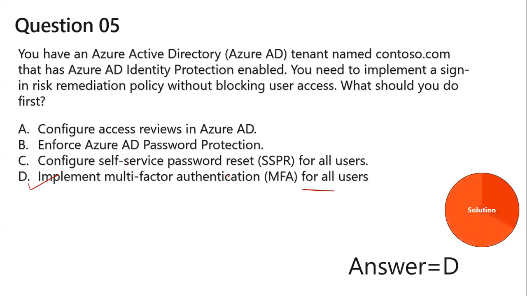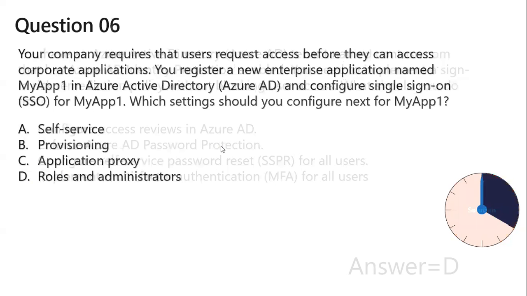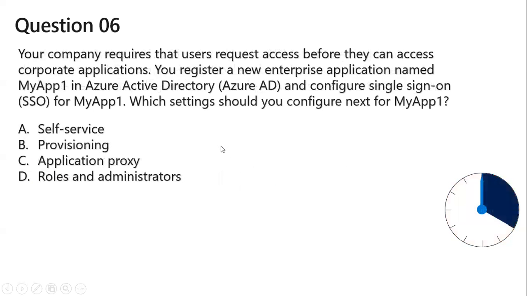That's okay. Moving ahead to the question number 6, your company requires that users request access before they can access corporate application. You register a new enterprise application named My App 1 in Azure Active Directory and configure single sign-on for My App 1. Which settings should you configure next for My App 1? Self-service, provisioning, application proxy, roles and administrator. Please give your answers on the chat box.